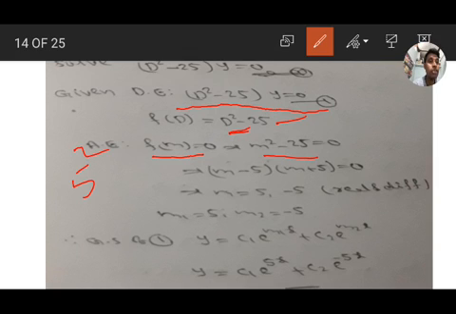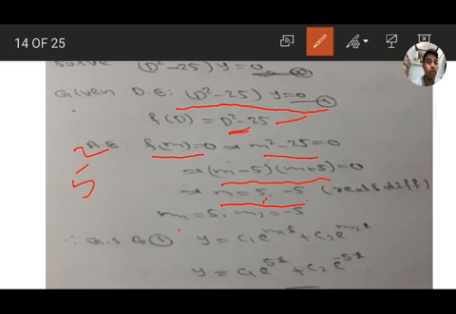m square minus 5 square is a square minus b square. So a square minus b square equals (a minus b)(a plus b), or (a plus b)(a minus b). So m square minus 25, m square minus 5 square, can be written as (m minus 5)(m plus 5). So m equal to 5 comma minus 5. We get two values for m. These two values are real and distinct, different values.